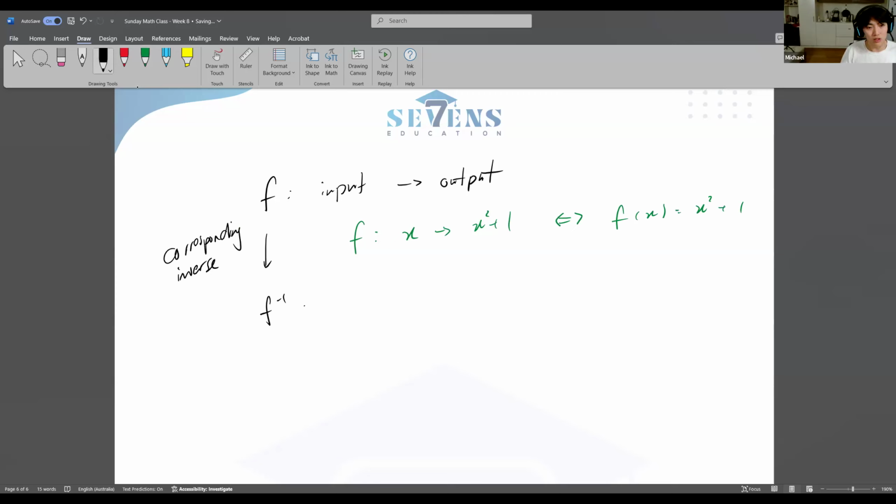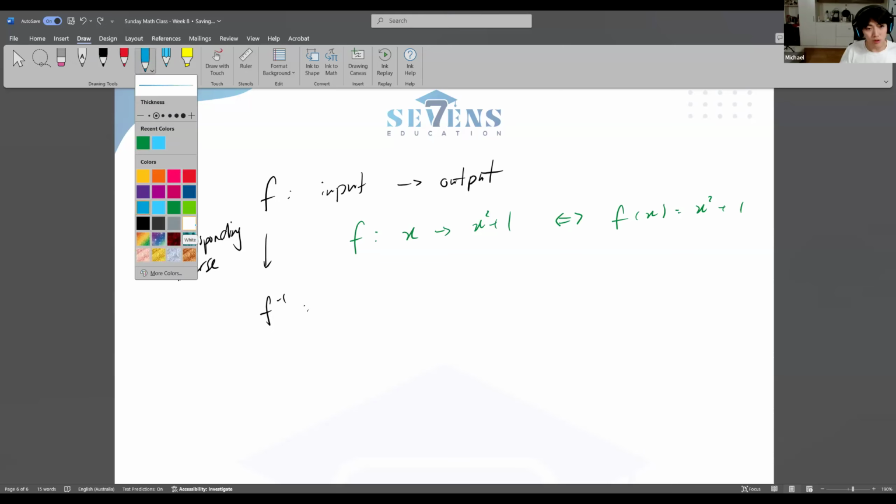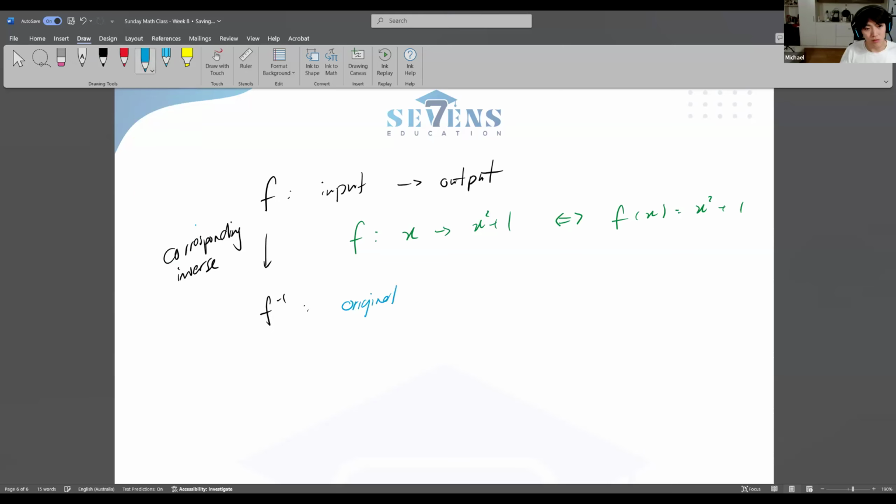F inverse takes the original output and gives you the original input. Does that make sense?